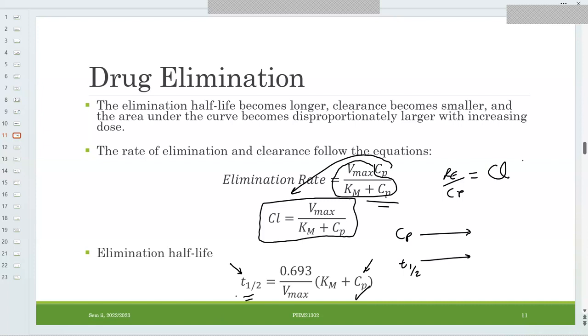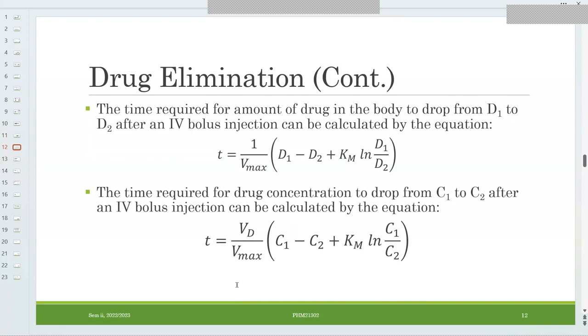In linear pharmacokinetics, T half always has the same value, whatever the dose we give, whatever the concentration achieved. But here, T half value changes with the dose, changes with the concentration. It becomes dose dependent and concentration dependent. Okay?